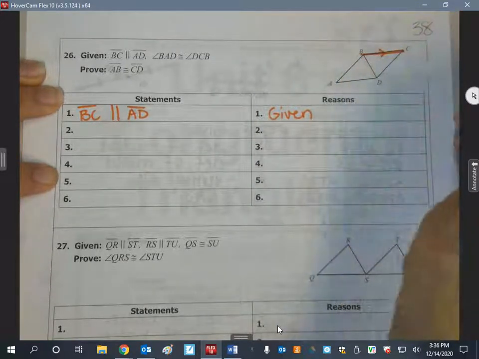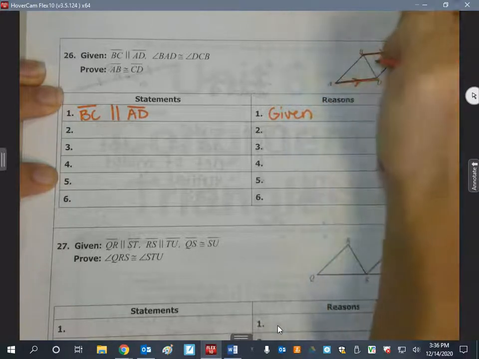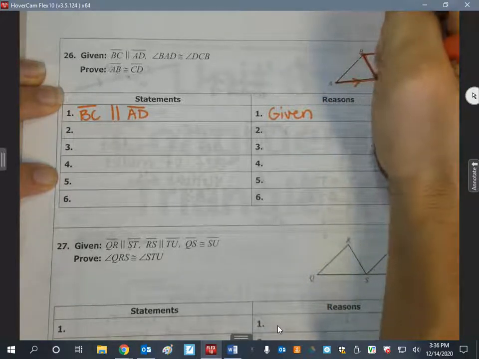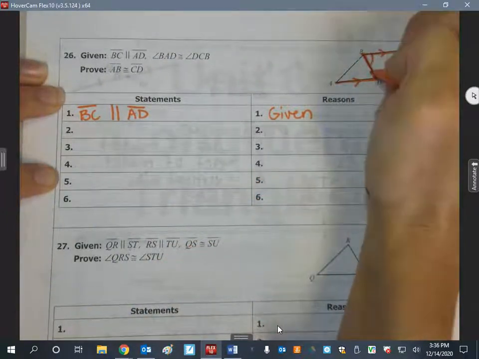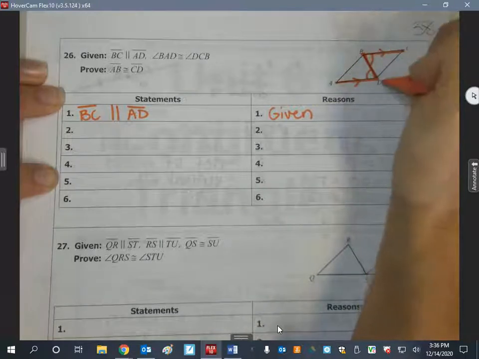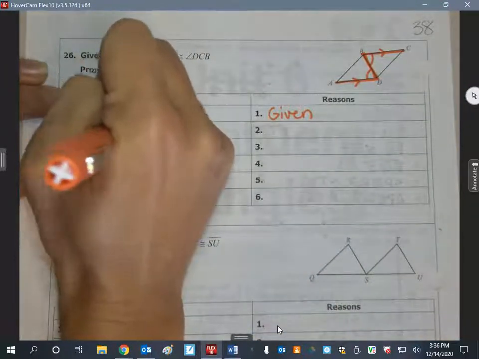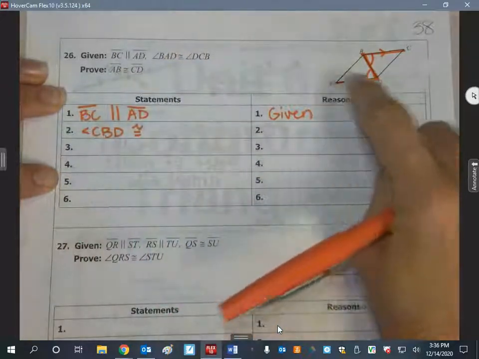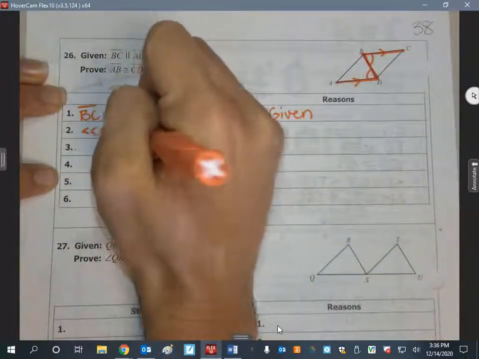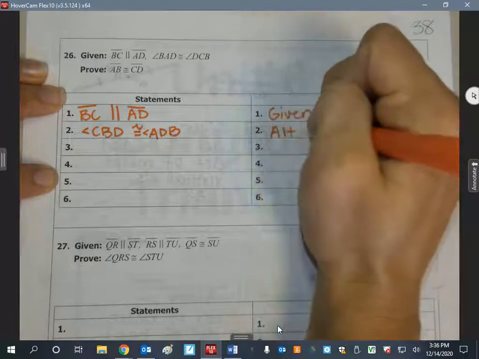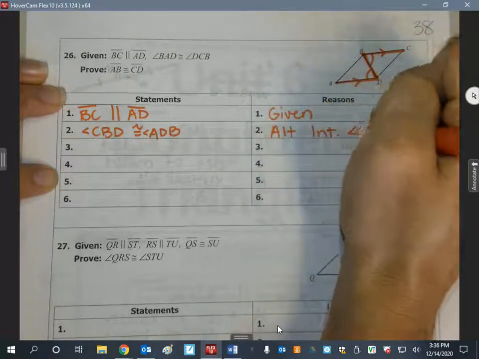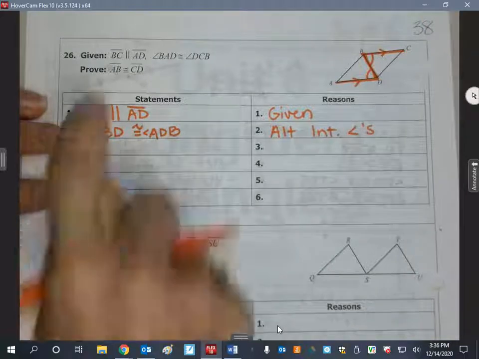BC parallel to AD, and I know that that means I'm going to have some type of equal angle. So notice how I made the Z here. That means that this angle is equal to this angle. So angle CBD is congruent to angle ADB. And those are in between the parallel lines, so those are alternate interior angles. All right, that's all we can do with that given.